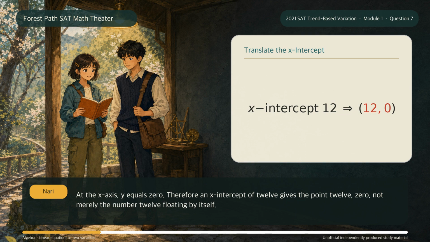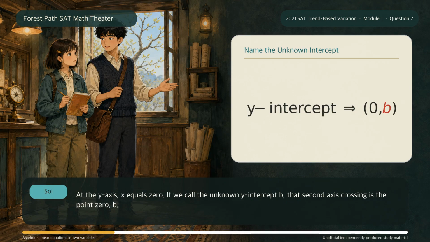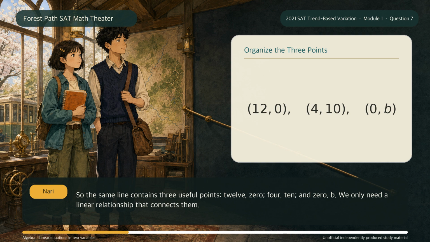At the x-axis, y equals 0. Therefore, an x-intercept of 12 gives the point (12, 0), not merely the number 12 floating by itself. At the y-axis, x equals 0. If we call the unknown y-intercept b, that second axis crossing is the point (0, b). So the same line contains 3 useful points: (12, 0), (4, 10), and (0, b). We only need a linear relationship that connects them.